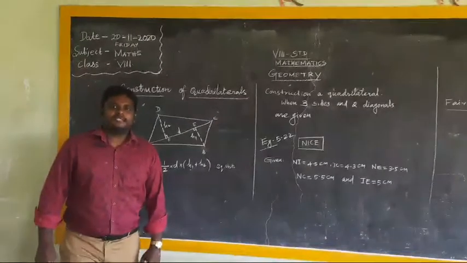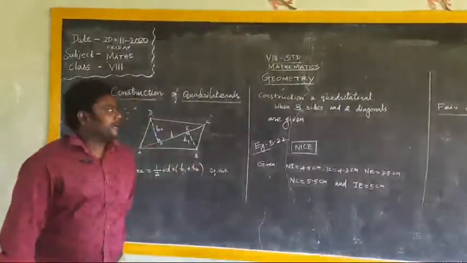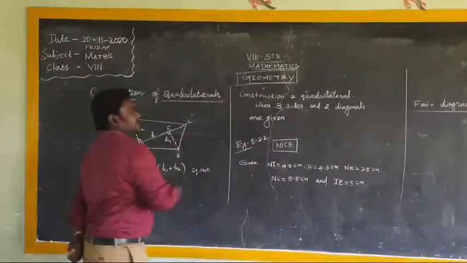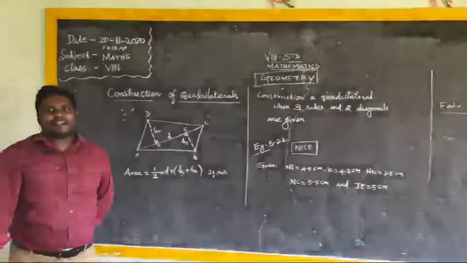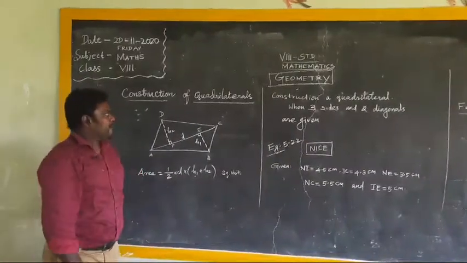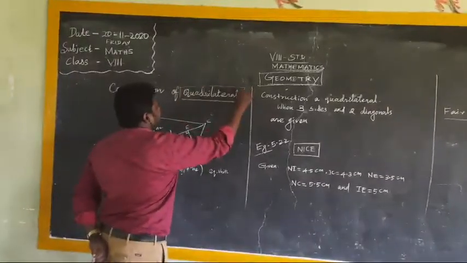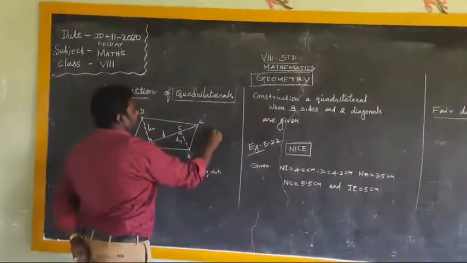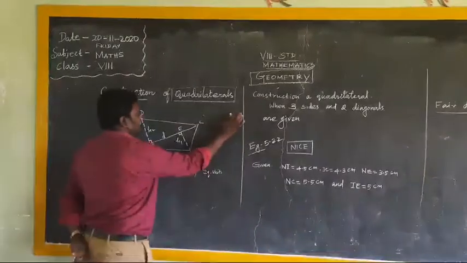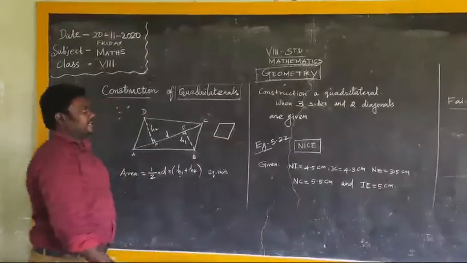Hi students, today we are going to see practical geometry. In the geometry unit, we are going to see practical geometry. In practical geometry, in this class, we are going to see how to construct the quadrilateral. What is meant by a quadrilateral? If four sides enclose an area, any shape with four sides enclosing an area, it's called a quadrilateral.